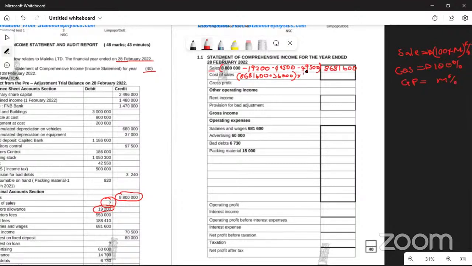So we are going to multiply by 100. We are looking for the cost of sales, which is equivalent to 100 out of the total turnover here, which is equivalent to 100 plus the markup, which is 160. So what are we getting? You punch your calculator on your side. So we are getting what?